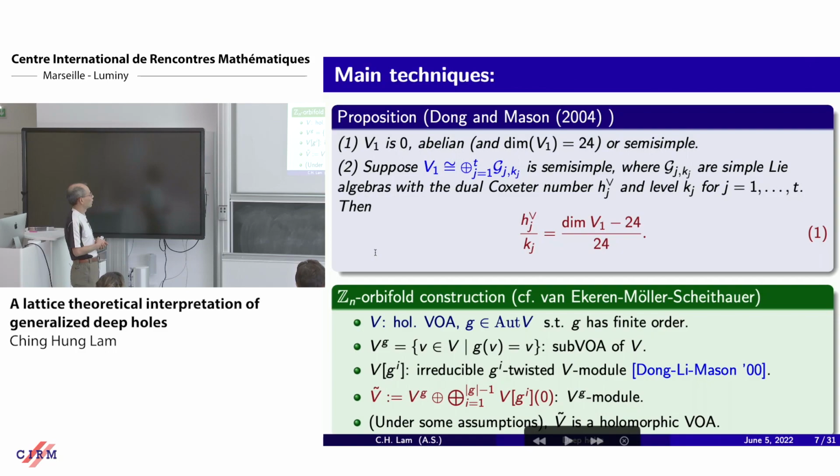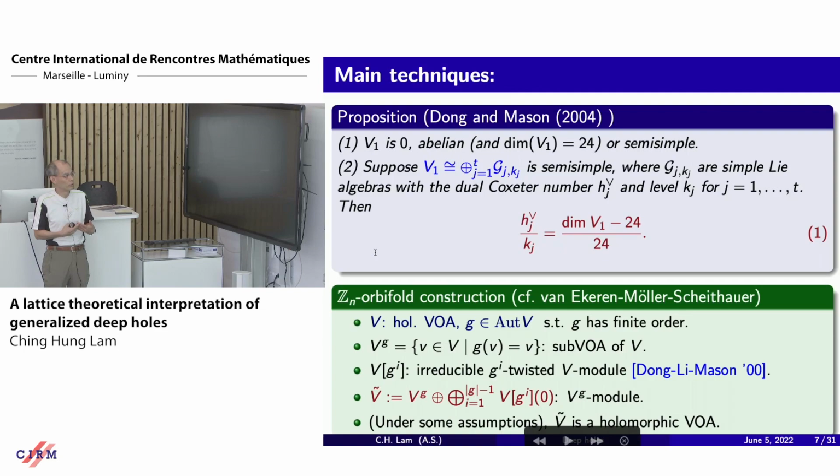The original one is due to Frenkel, Lepowsky and Meurman, but this general one is based on a paper by Ehlen, Möller and Scheithauer. So basically, if you have a VOA which is holomorphic, then you have no module except V. But there's something called a g-twisted module. You can consider the fixed point of G and also the g-twisted module. Then you can construct another module of V fixed point G.